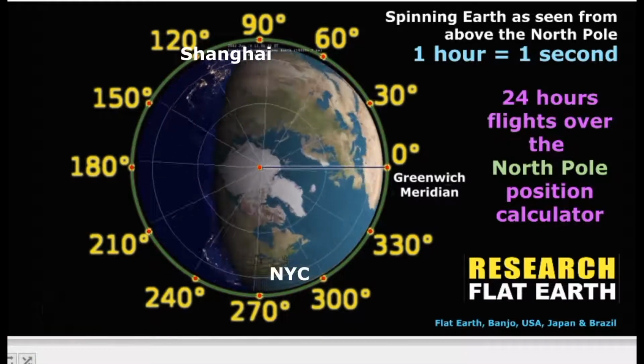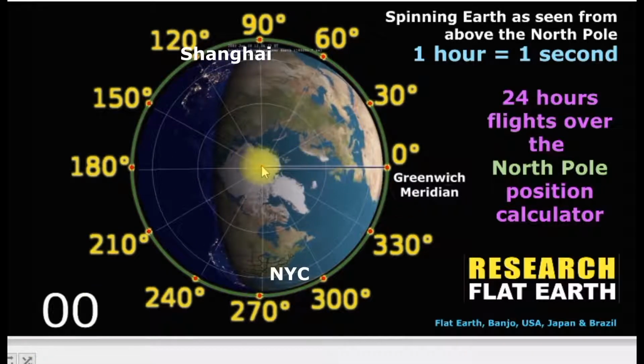And there you have it. We have right here the prime meridian. Shanghai right here. New York City. Now the plane is taking off from here towards New York while the Earth is rotating. And let's get started now.